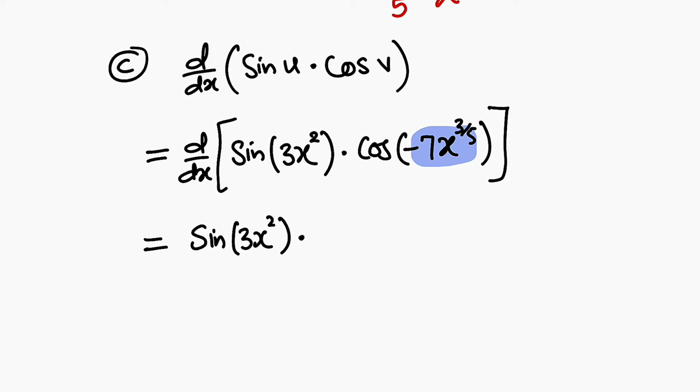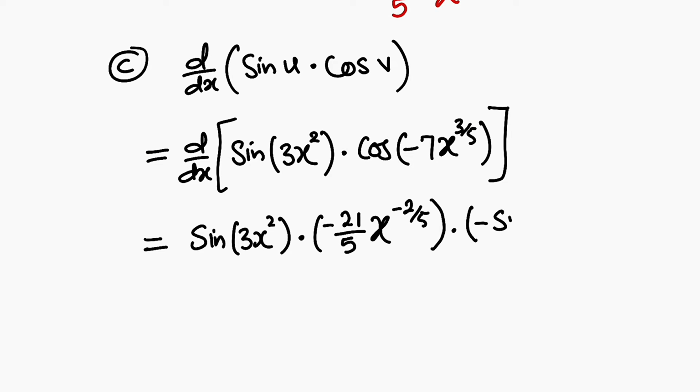If you differentiate that, you're going to obtain negative 21 over 5 raised to the power of negative 2 over 5. Negative 21 divided by 5, x to the power of 3 over 5 minus 1, which is negative 2 over 5. Then you multiply by the outer function, which is cos of this function, and that will give us negative sine of that function.